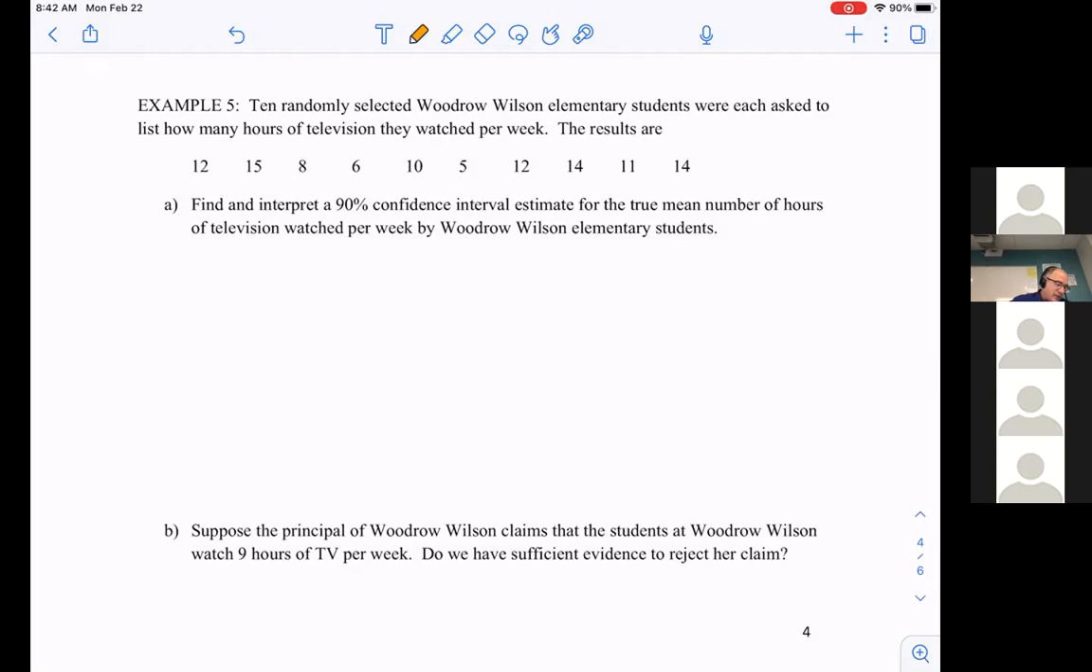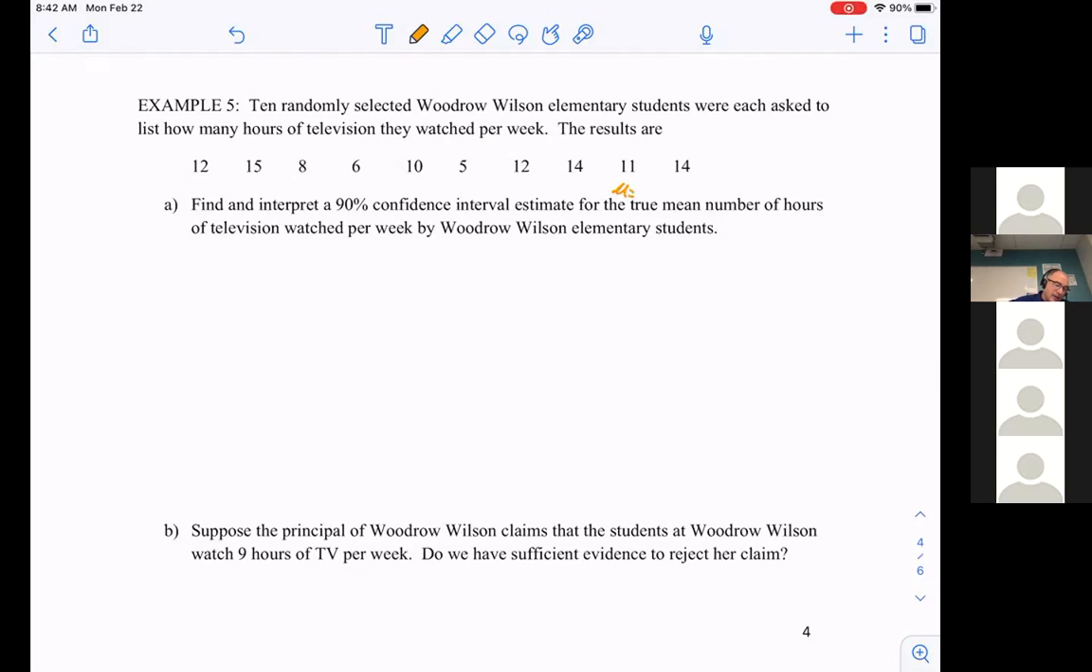All right, so we have 10 randomly selected Woodrow Wilson students. Each was asked to list how many hours of television they watched per week. The results are given. It says find and interpret a 90% confidence interval for the true mean hours of television watched per week by Woodrow Wilson elementary students. Okay, so mu is the true mean number of hours.